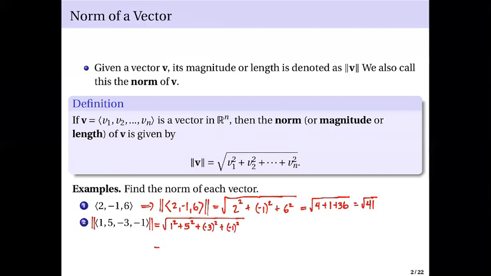So if we square them, we will get the square root of 1 plus 25, negative 3 squared, that's 9, so plus 9, and then negative 1 squared, this is plus 1. And what do we get? 9 plus 1, that's 10, plus 25, that's 35, plus 1, that's 36. So this is equal to the square root of 36, and if you remember, this is just positive 6. So the length of this vector, or the magnitude of this vector, or the norm of this vector, is equal to positive 6.